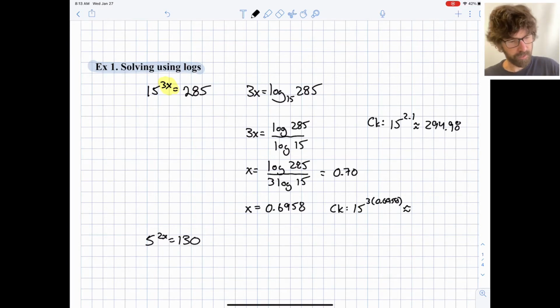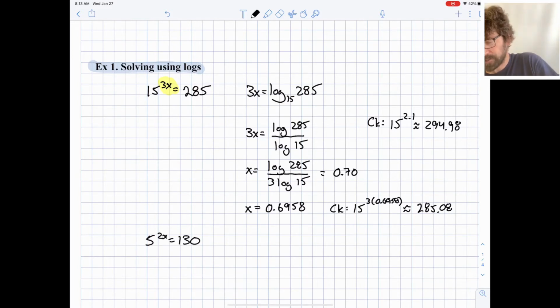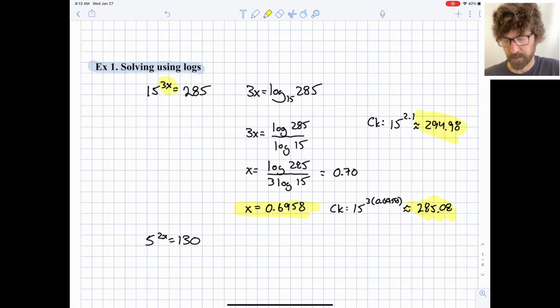And I get 285.08. So it's definitely much closer. You can see how a little bit of rounding, when we rounded to 2 decimal places, got us significantly far off from what we were hoping for. But once we went to 4 decimal places, when we did our check, we got much closer. So as a general protocol, let's go to 4 decimal places for these. And I think we'll get obviously more precise answers.